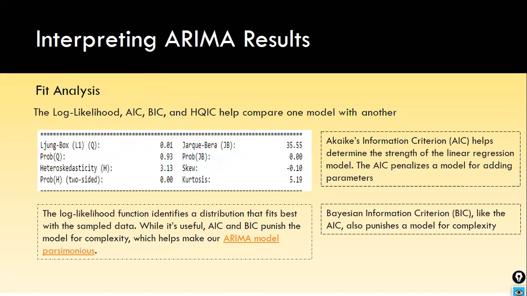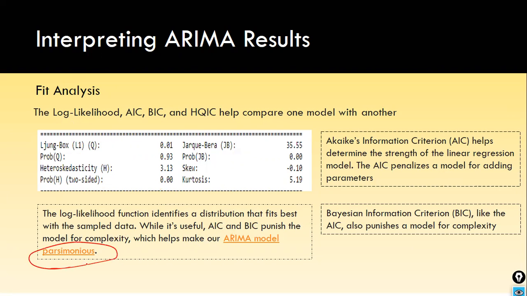The next one is the fit analysis, AIC, BIC, right? The Akaike information criterion helps us to determine the fit of the model. The AIC penalizes the model for adding parameters. When you keep adding lag 1, lag 2, lag 3, lag 4, it penalizes that. And the log likelihood function, like I showed you, identifies the distribution that fits best with the sample data. While it's useful, AIC and BIC punish the model, which helps make our model parsimonious.